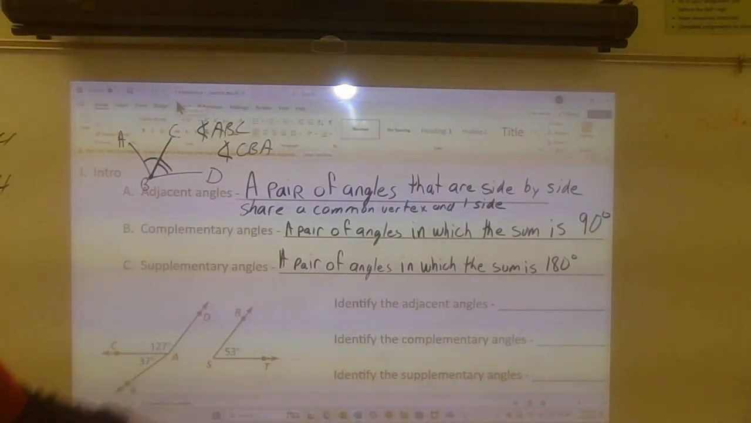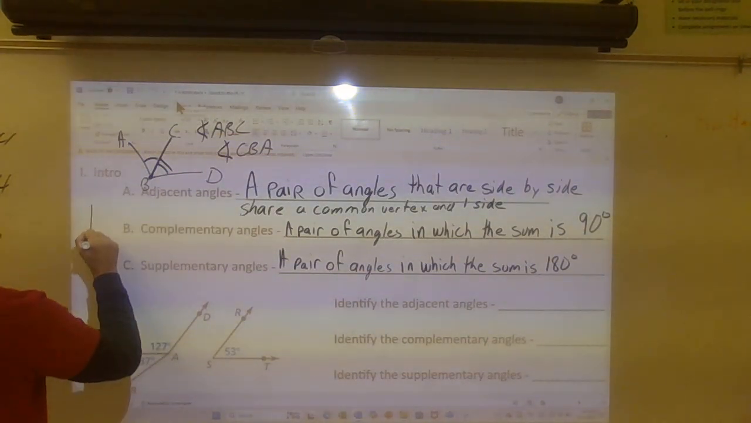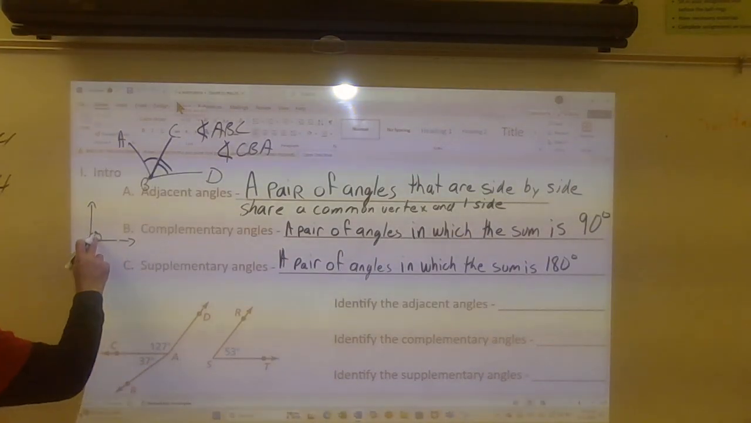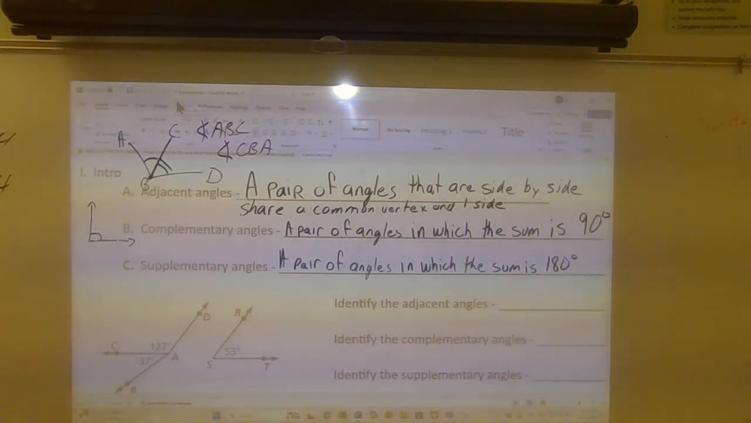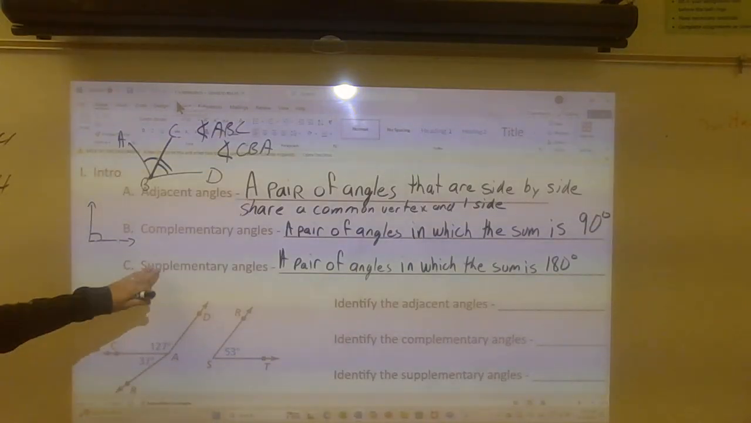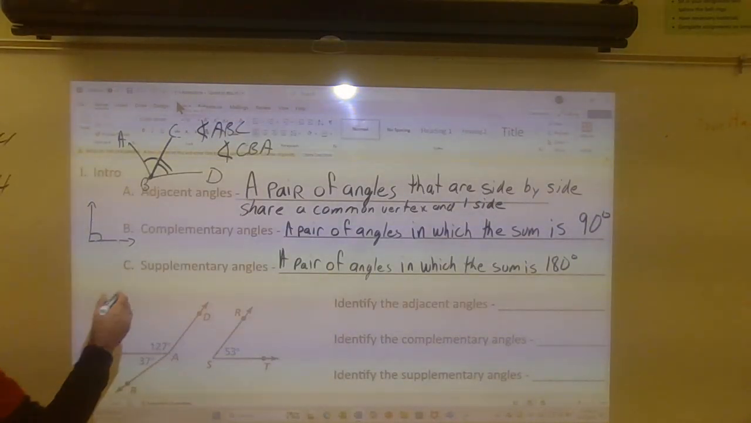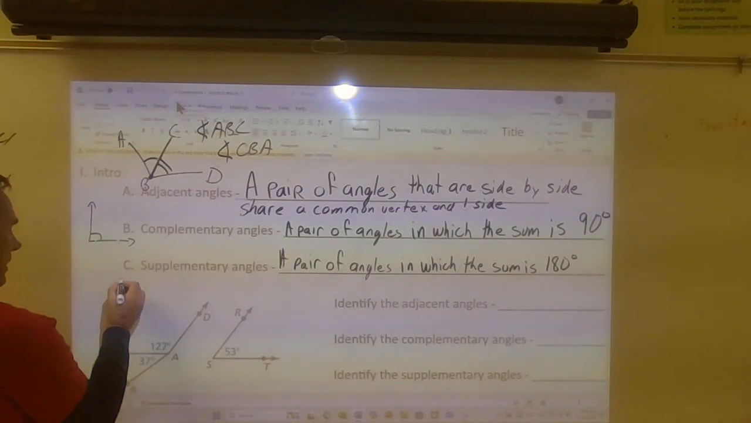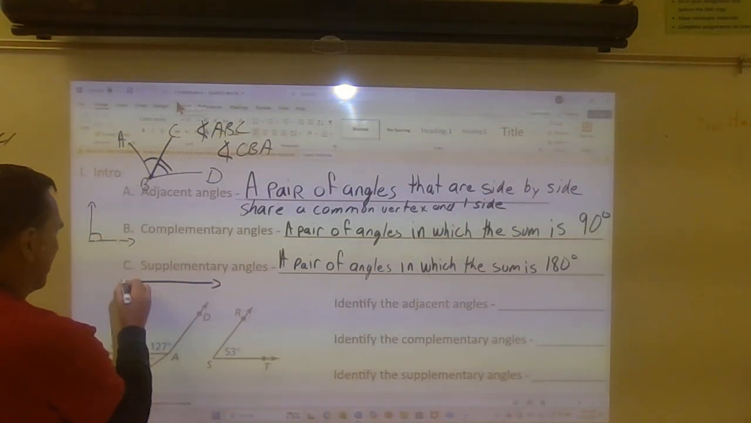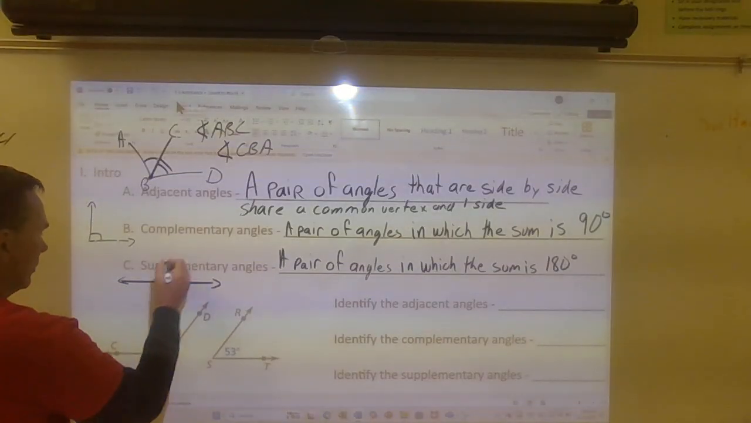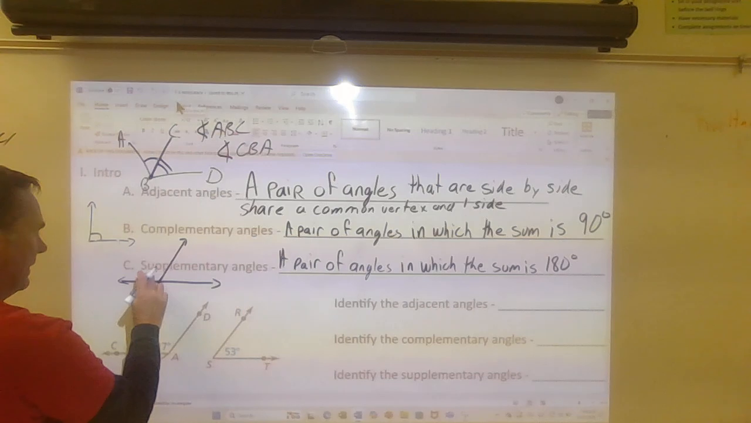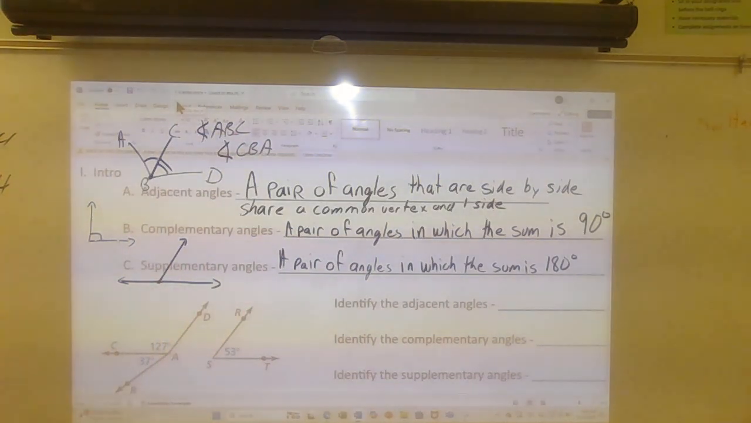Complementary angles, a pair of angles in which the sum is 90 degrees, or it forms a right angle. Remember, a box here in the corner signifies that it's a right angle. Finally, supplementary angles. This is a pair of angles in which the sum is 180 degrees. A 180-degree line is a straight line. So you can make any kind of angle here, any kind of ray out there. These would add up to 180 degrees every time.